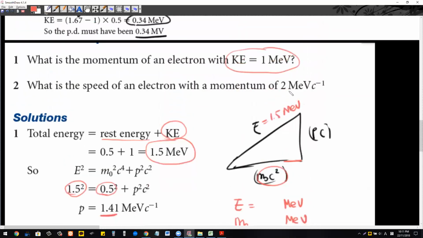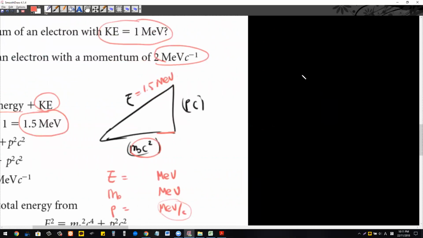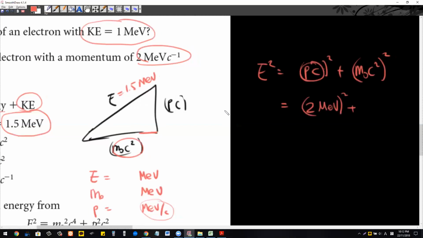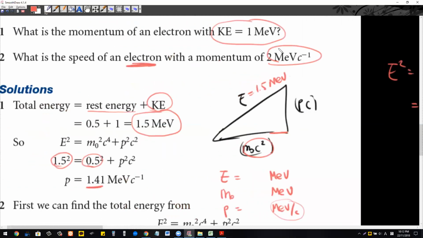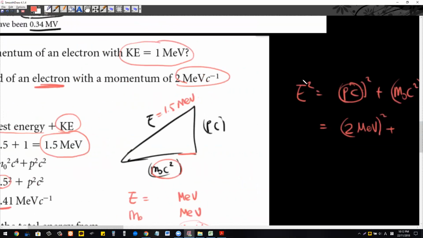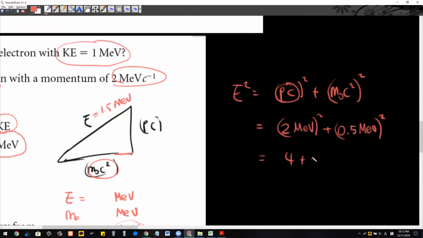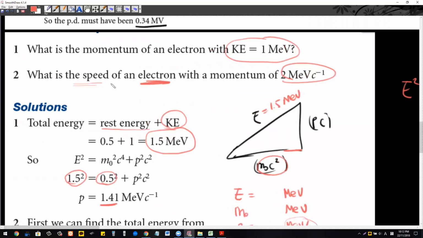So this one here is question 2. What is the speed of an electron with a momentum of that much? So we plug that into the equation. E squared is equal to (pc) squared plus (m naught c squared) squared. Plug it in here, and c cancels out, right? This is per c, this is c there. So this is 2 mega electron volts squared, and this is 0.5 mega electron volts squared. So we get 4 plus 0.25, that's 4.25. So take the square root. That's E.